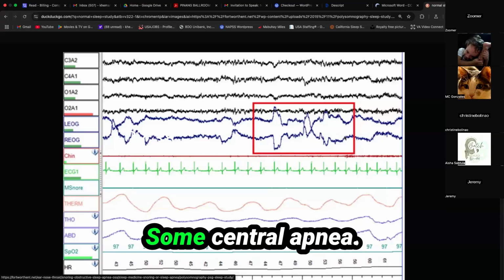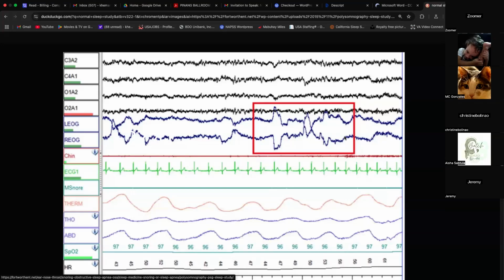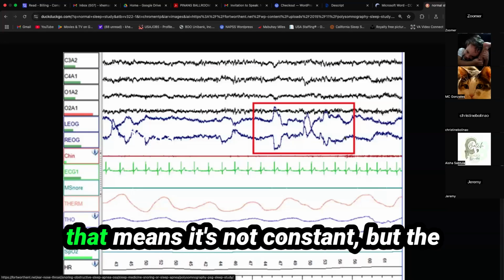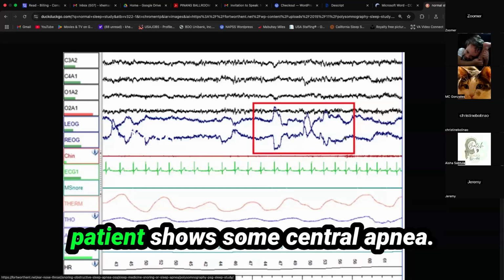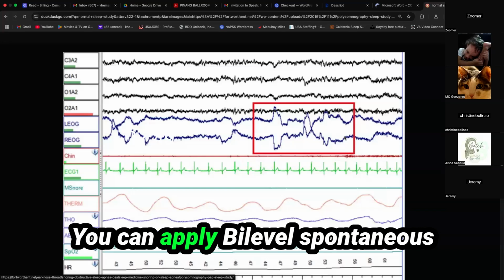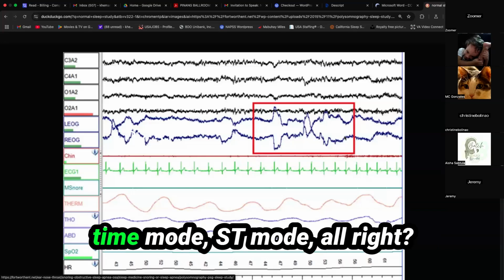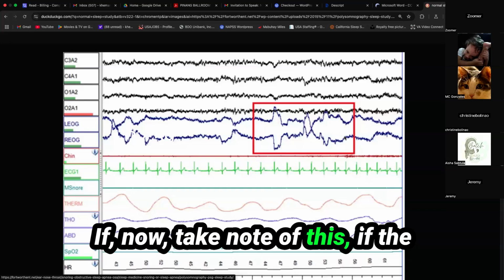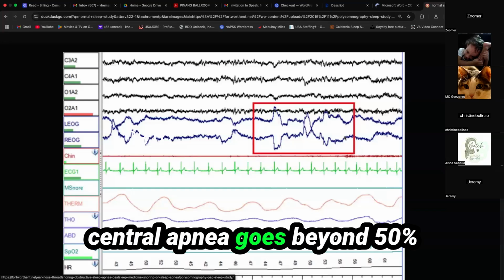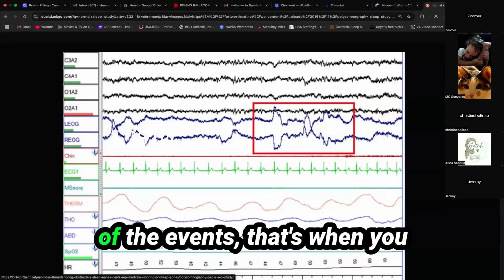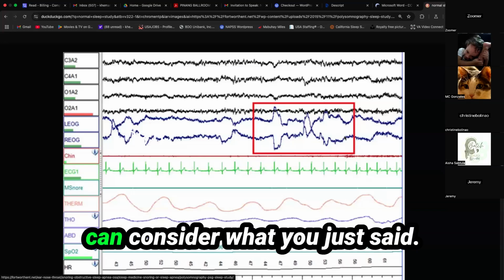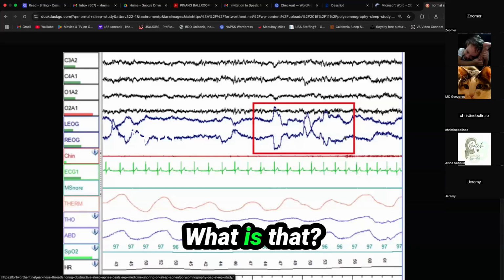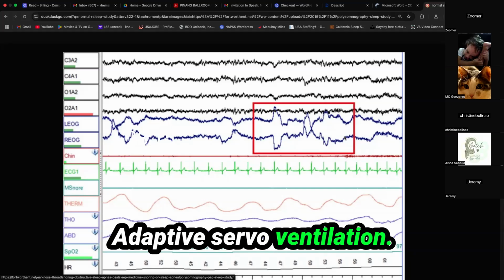So you will go from CPAP to bi-level spontaneous once the patient shows some apnea. That's the key word, some central apnea. So when I say some central apnea, that means it's not constant, but the patient shows some central apnea. You can apply bi-level spontaneous timed mode, ST mode. All right. Because you want to eliminate that central apnea. Now take note of this: if the central apnea goes beyond 50% of the events, that's when you can consider what you just said. What is that? ASV, exactly. Adaptive servoventilation.